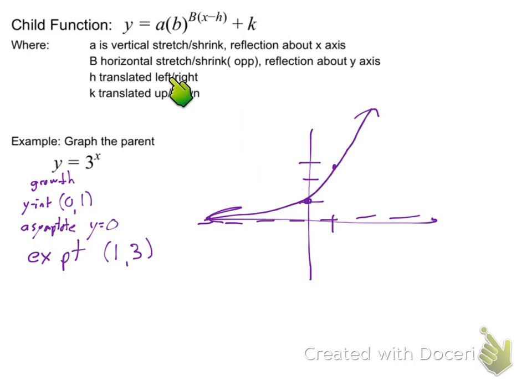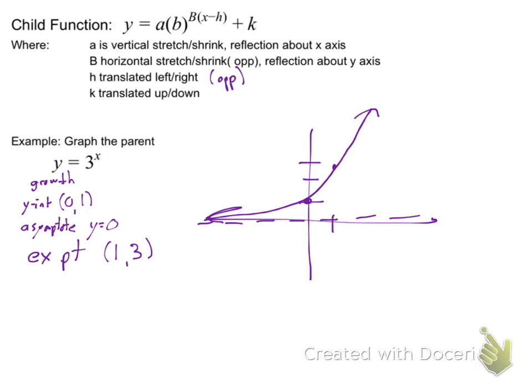H is your translated left, right. Oh, I forgot to do something there. That's with x again, so therefore I should put opposite, because it always does the opposite of what the formula says. K is your translated up and down. So that affects your y's, right?